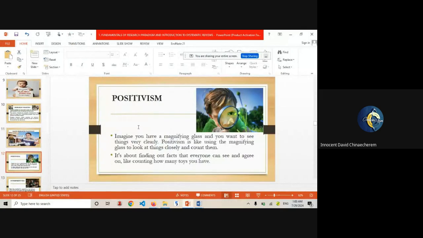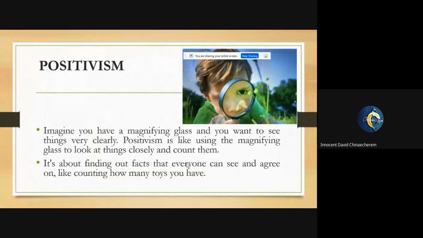So let's take an example of what positivism might seem to be. Imagine you have a magnifying glass and you want to look at a 10-year-old boy, or maybe an 8-year-old boy. This is just for a baby to understand what positivism means and how to shape the research paradigm. So positivism is like using the magnifying glass to look at things closely and count them. So just like we said, positivism equals quantitative research. And it equals to what?